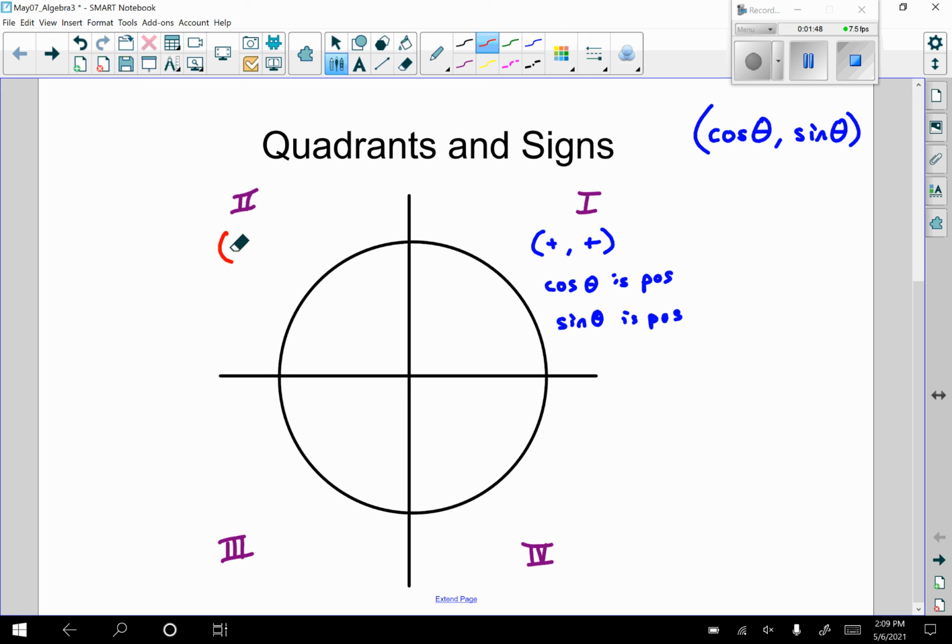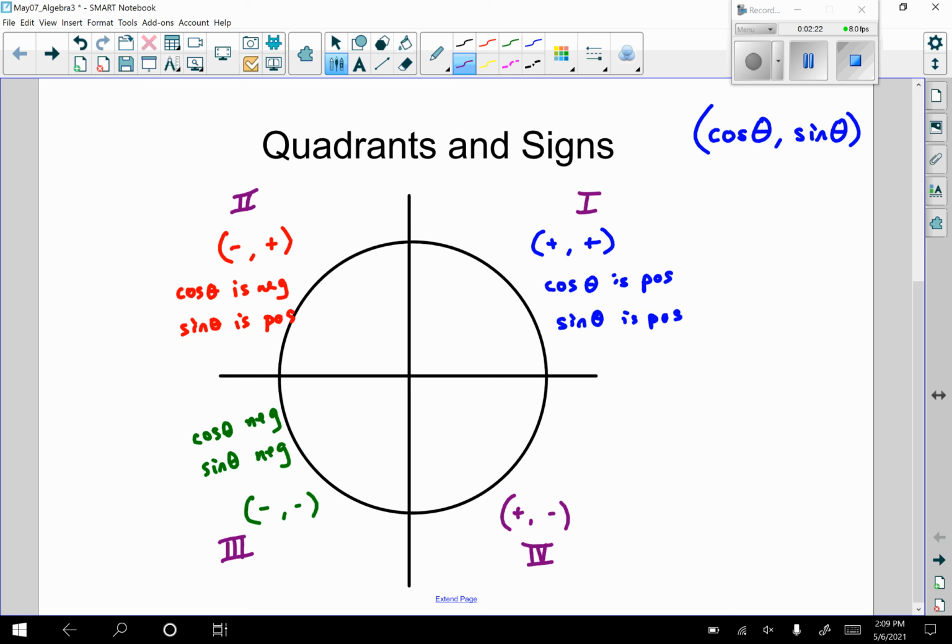When we're in quadrant 2, the first number is negative, the second number is positive. That's how we move left and up. So cosine is going to be negative, but sine of our angle is going to be positive. When we're in the third quadrant, both cosine and sine are negative. So cosine theta is negative, and sine theta is negative. And in our fourth quadrant, the ordered pair is positive, negative, so cosine is positive, and sine of our angle measure is going to be negative.